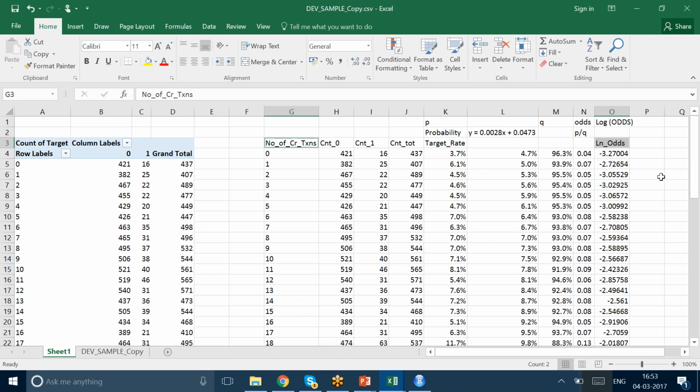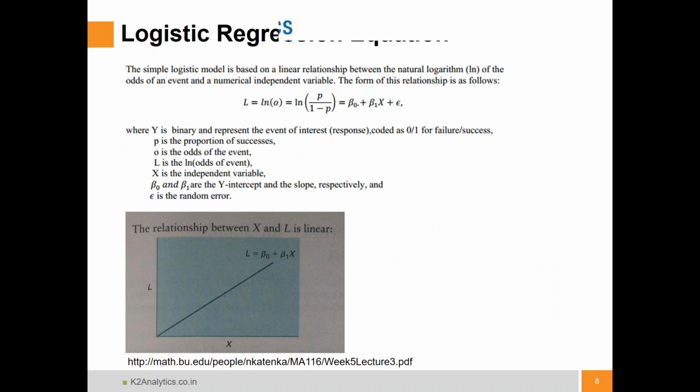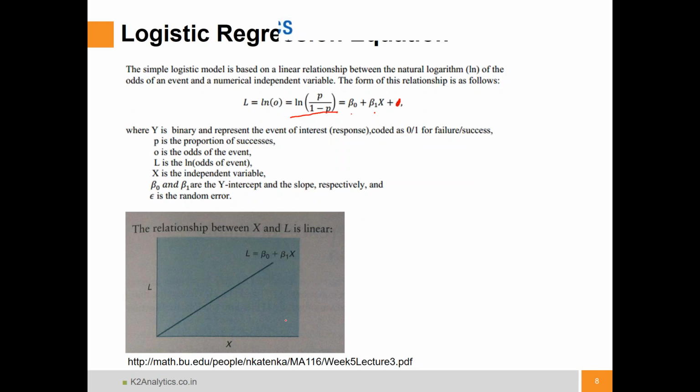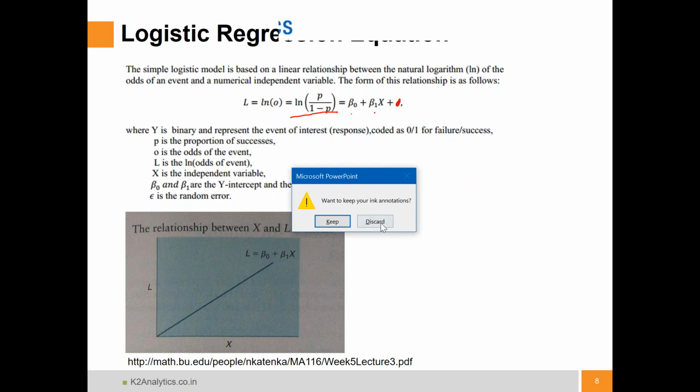What that equation will be: log of odds is equal to beta 0 plus beta 1 x1. This error term is not to be considered. This is the model that I'm now building, equal to beta 0 plus beta 1 x. X in our case is number of credit transactions. I'll build a relationship between this and this. Let me introduce one empty slide.